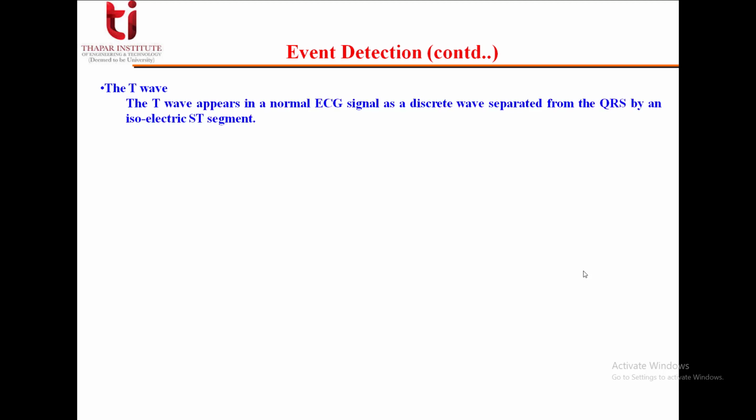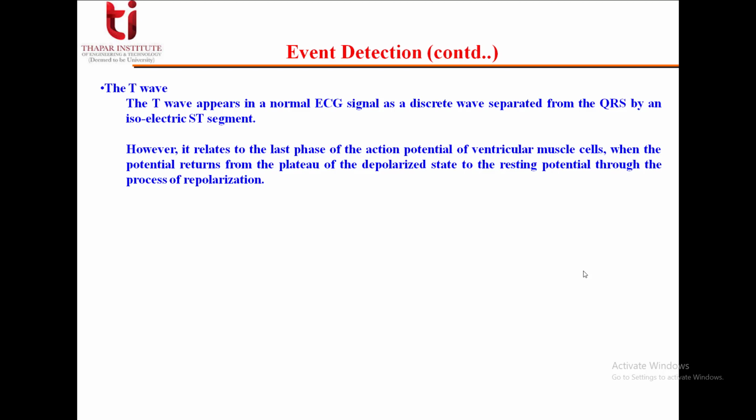Next is the T wave. The T wave appears in a normal ECG signal as a discrete wave separated from the QRS by an isoelectric ST segment. It relates to the last phase of the action potential of ventricular muscle cells, when the potential returns from the plateau of the depolarized state to the resting potential through the process of repolarization.